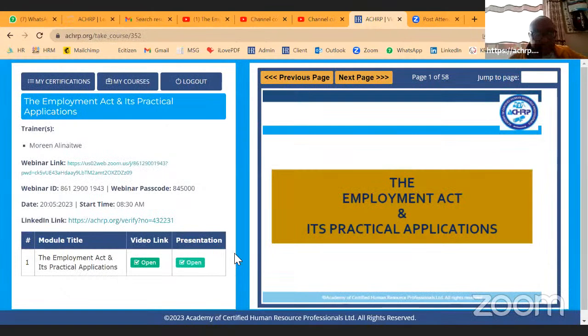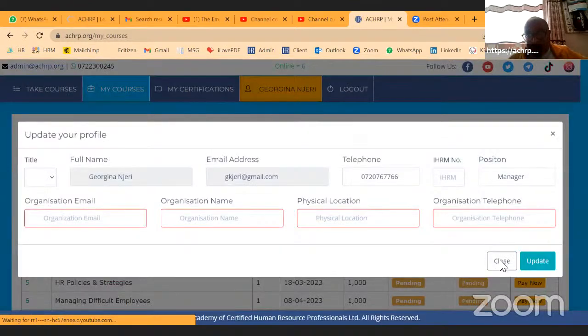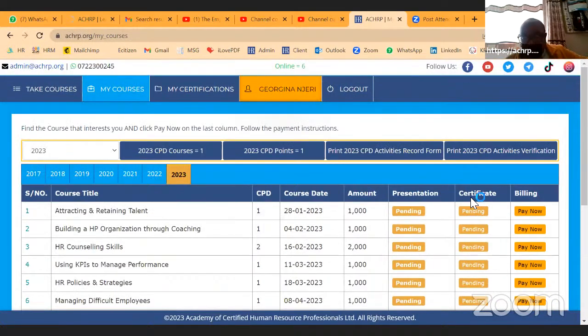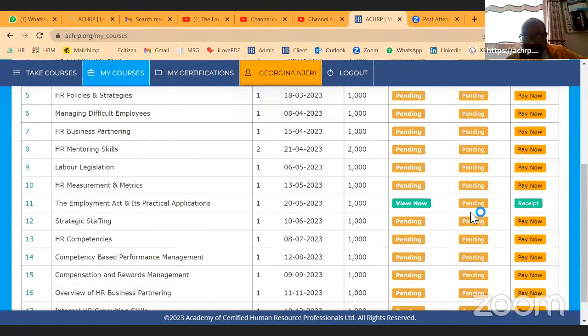In that portal, you'll go to my courses once again. And by 4 p.m. today, the column headed certificate, that is the second last column. Right now it would be showing pending, but the system is set in a way that by 4 p.m. they should be able to release your certificate. But you are also able to view and download the certificate.